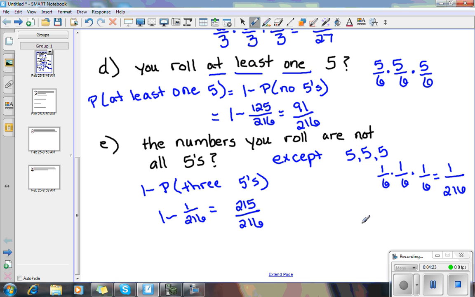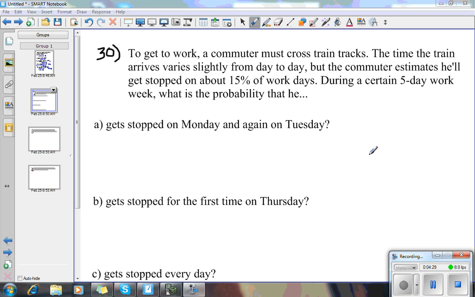Okay, so hopefully that will help you with some of your homework problems. Got a couple more to show you. Okay, this is problem 30. To get to work, a commuter must cross train tracks. The time the train arrives varies slightly from day to day, but the commuter estimates he'll get stopped on about 15% of workdays. So some of you may have experienced that, getting stopped at the railroad tracks and having to wait for a train. So that's what he's talking about here.